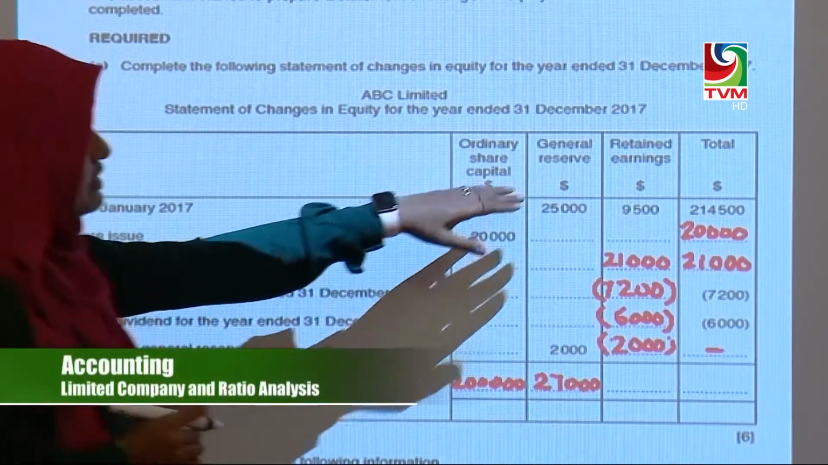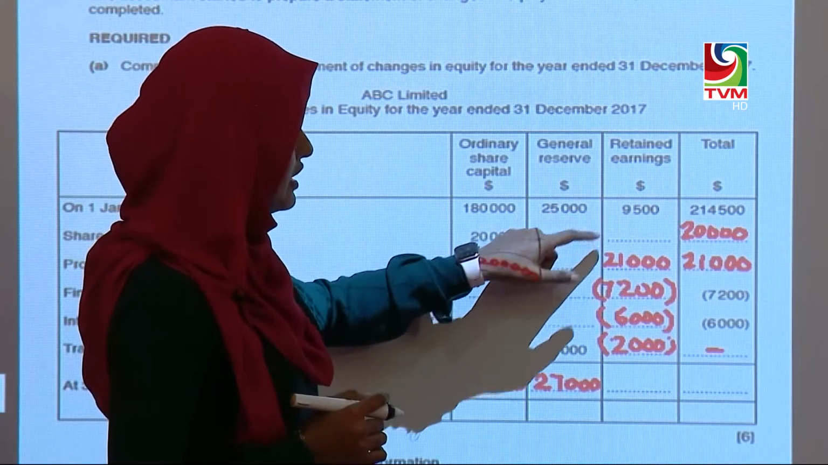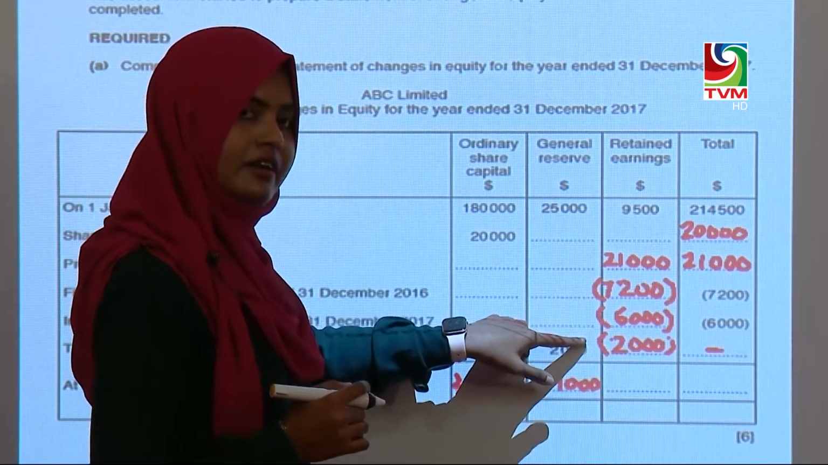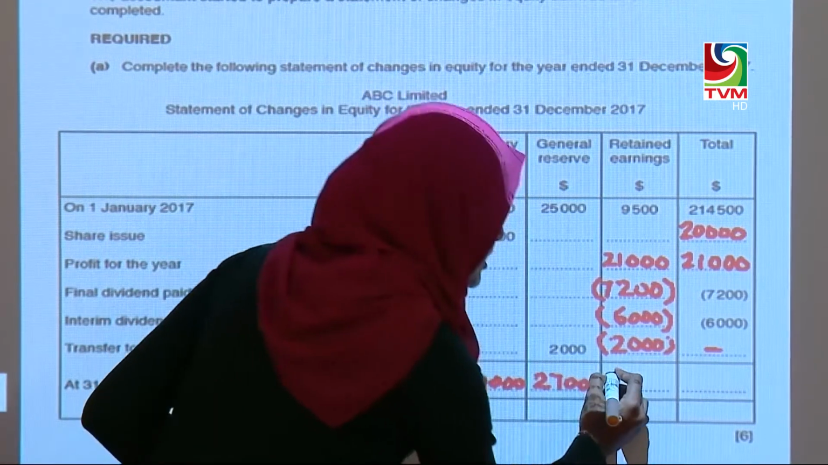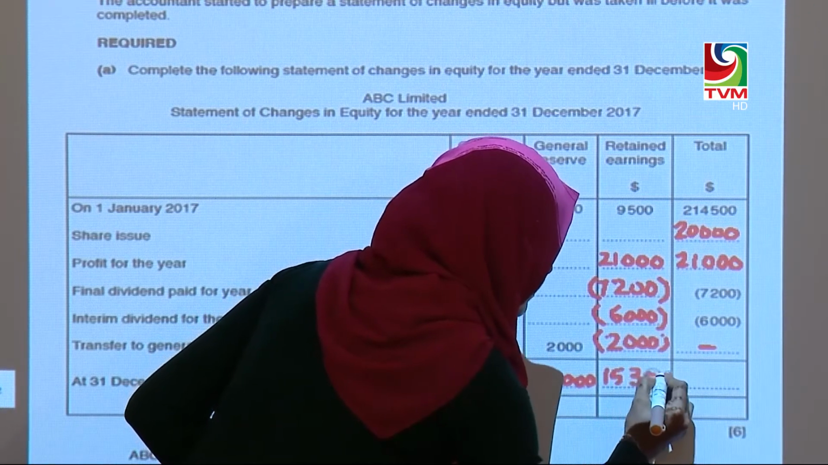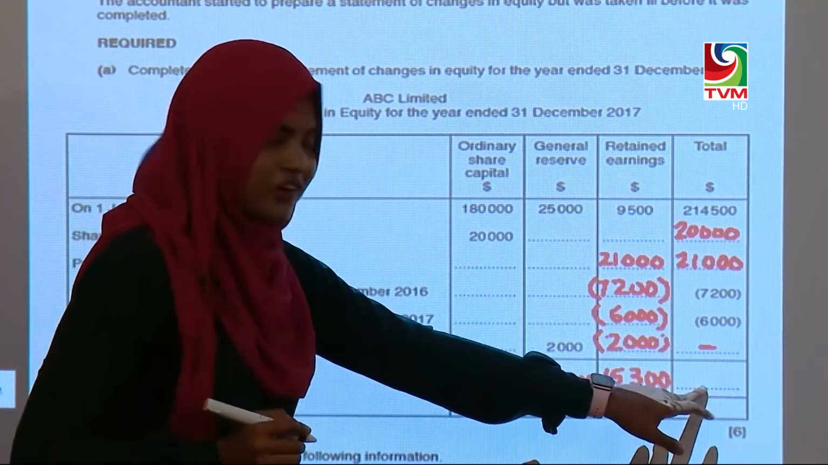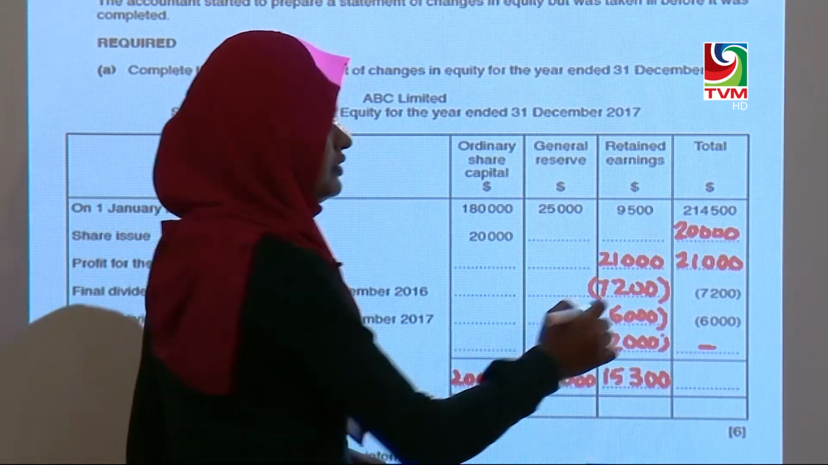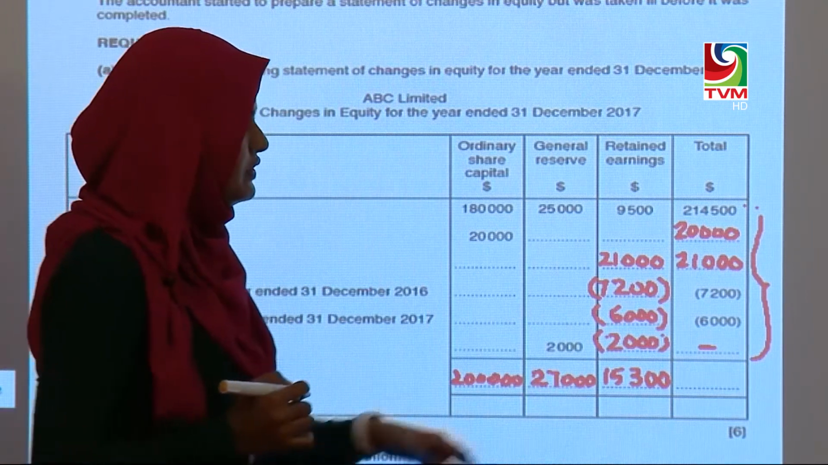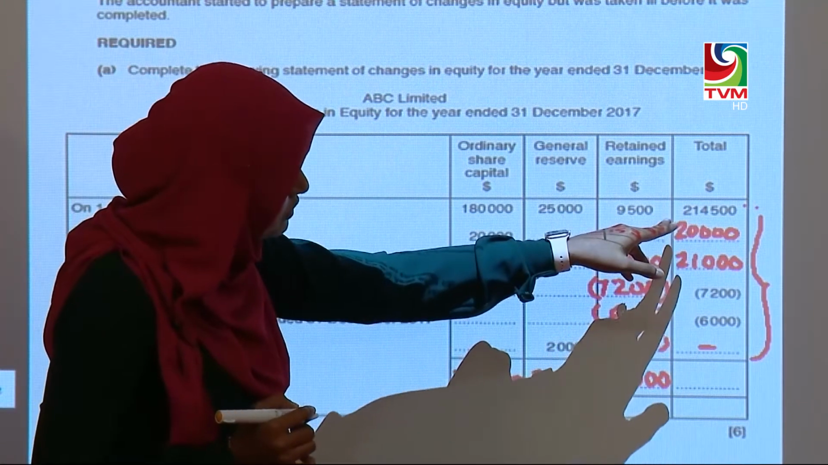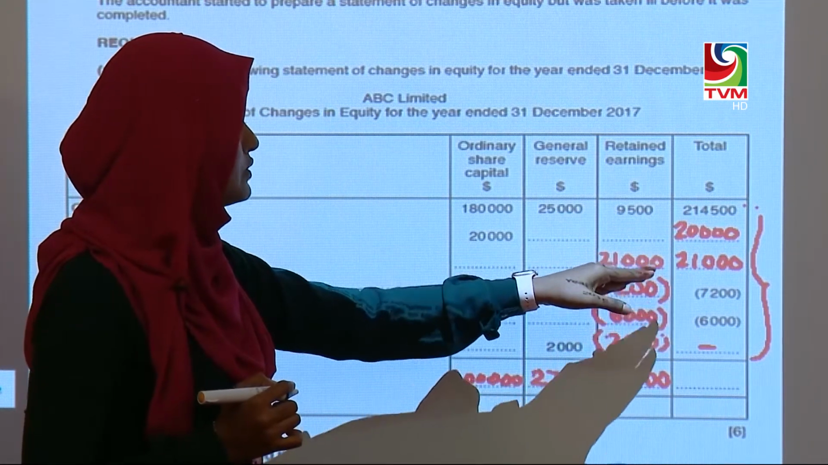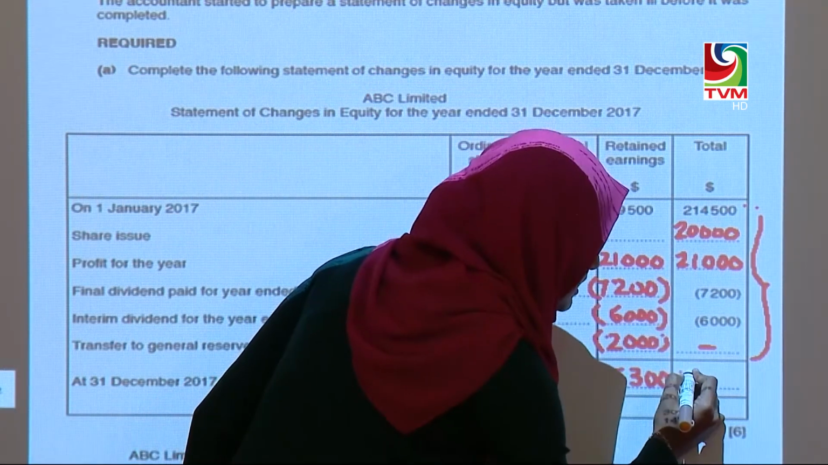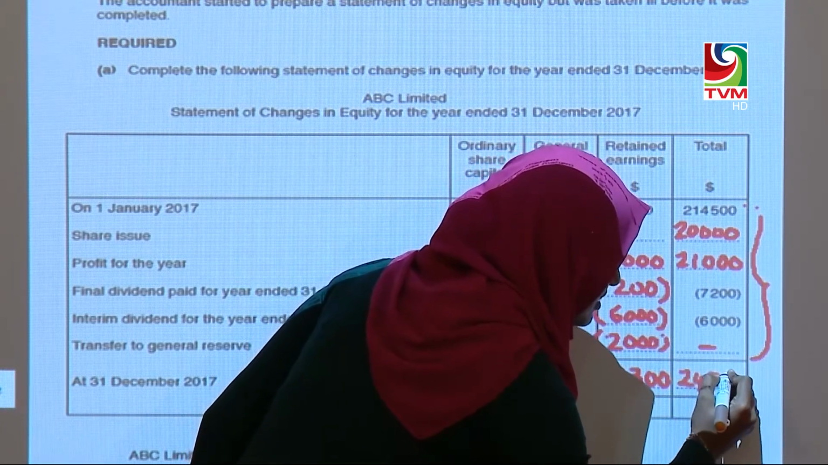In the third column, in the retained earnings column, you need to add 9,500 and 21,000 first, then subtract 7,200, 6,000 and 2,000. So the answer you get over here is 15,300. Now you need to find the total of this column as well. So here what will be the total? In order to find the total over here, you need to add all this. So when you add this column, you will get 214,500 plus 20,000 plus 21,000 minus 7,200 minus 6,000. So the total over here is 242,300.